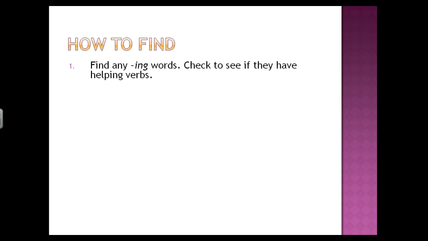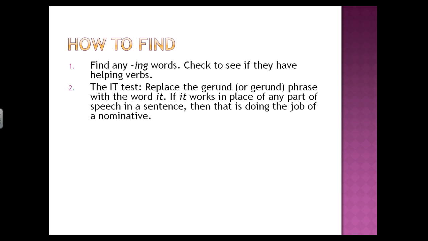So how do we find these? First, find any ing words. Check to see if they have helping verbs. If they don't have helping verbs, then typically they're going to be some other part of speech, such as a gerund. To confirm that it's a gerund, because gerunds are doing the job of a noun, we run the it test. Replace the gerund or the gerund phrase with the word it. If it works in place of any part of the speech in the sentence, then that is doing the job of a nominative.